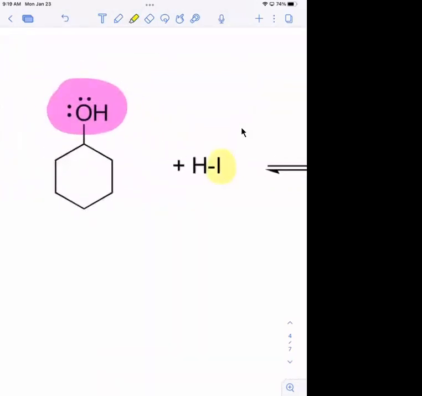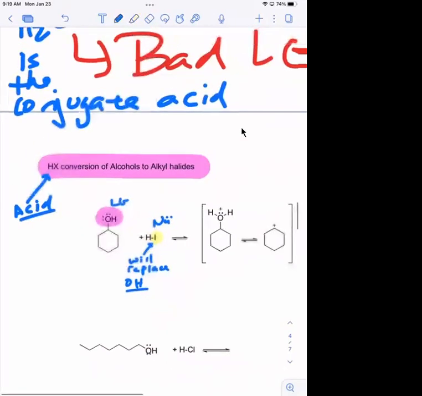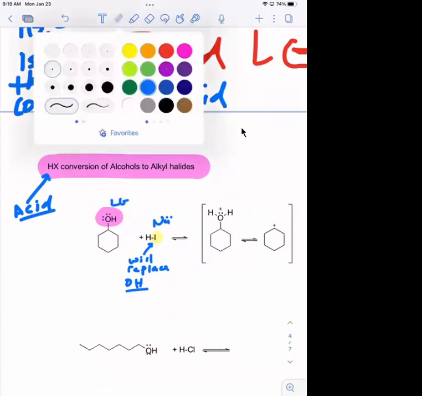All right, so it's this. The I down here is what's going to replace OH. So this is going to be my nucleophile, and OH, of course, is my leaving group. So I'm really sliding in a little bit of substitution here already, and then we'll talk in more detail about it later.